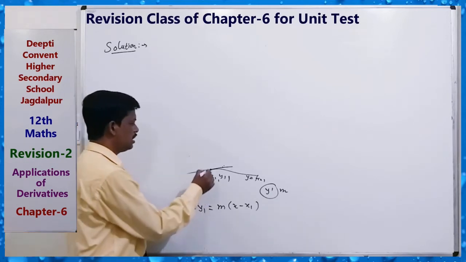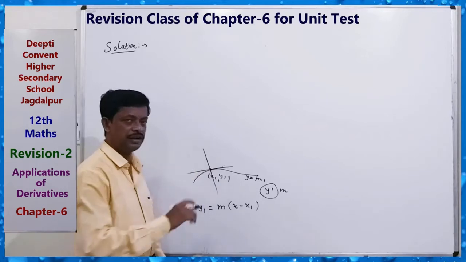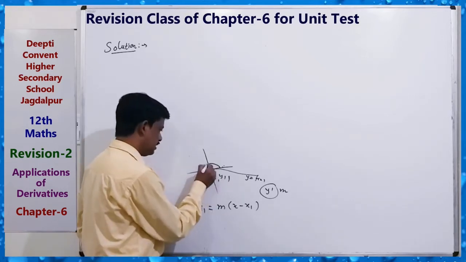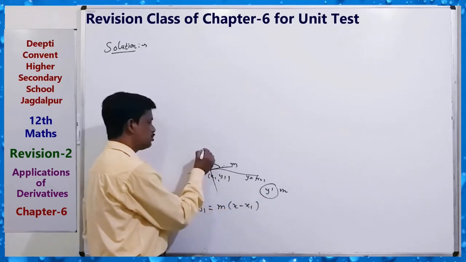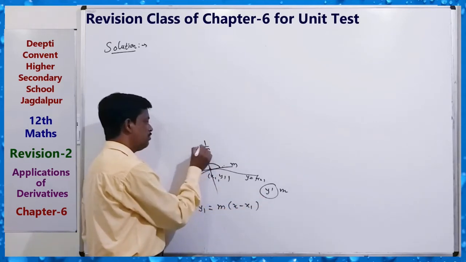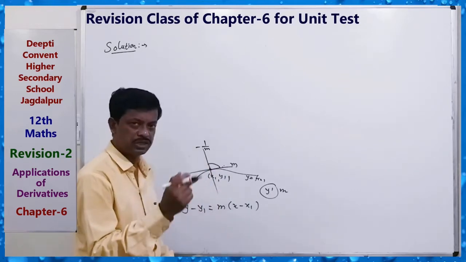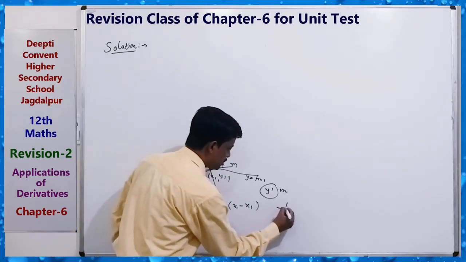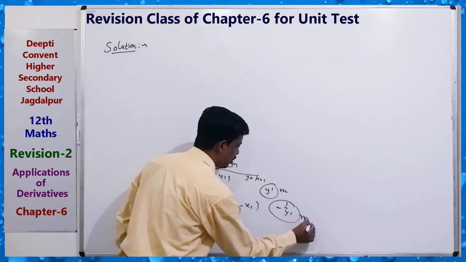Similarly, the normal is a line which passes through the point of contact and is perpendicular to the tangent. If the slope of the tangent is m, then we can also find the slope of the normal as minus 1 by m, because both lines are perpendicular to each other. So minus 1 upon y dash should be the slope of the normal.